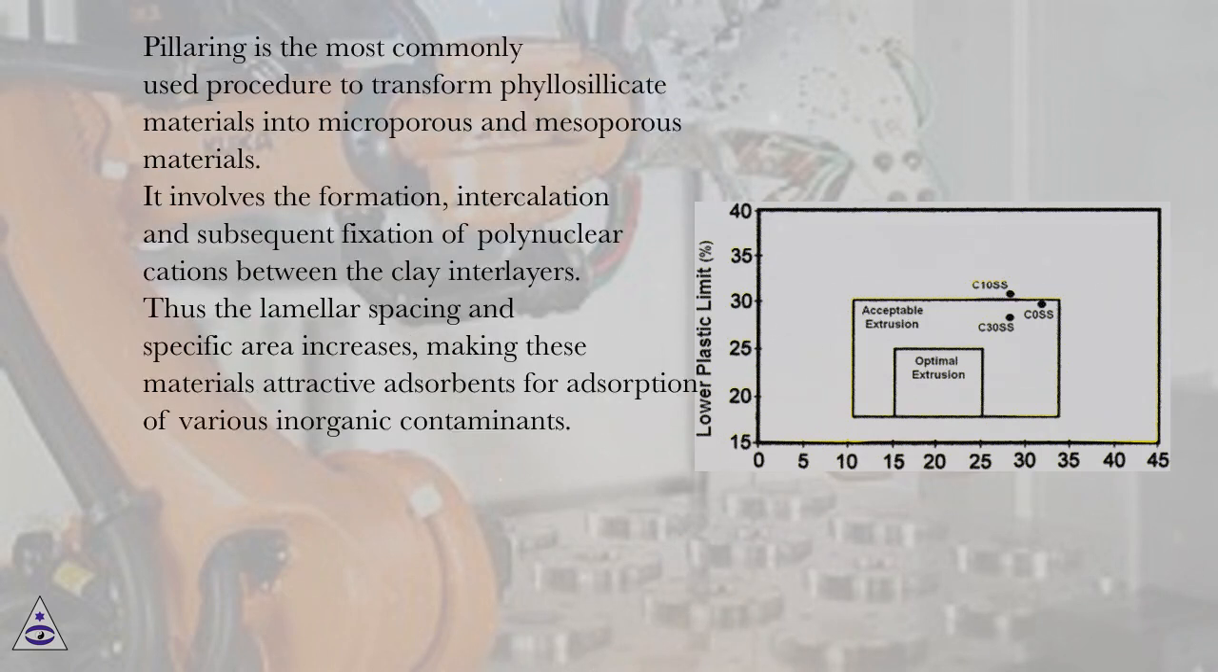These results confirm that during intercalation basic exchangeable cations in the interlayers are exchanged for guest species. Pillaring is the most commonly used procedure to transform phyllosilicate materials into microporous and mesoporous materials. It involves the formation, intercalation and subsequent fixation of polynuclear cations between the clay interlayers. Thus the lamellar spacing and specific area increases, making these materials attractive adsorbents for adsorption of various inorganic contaminants.